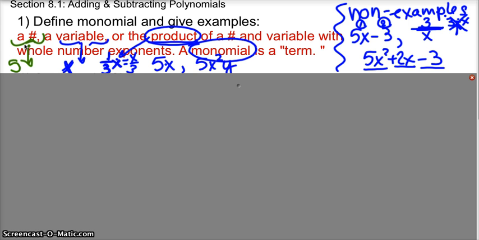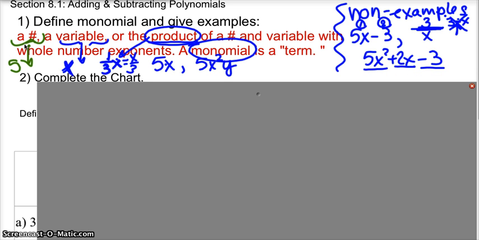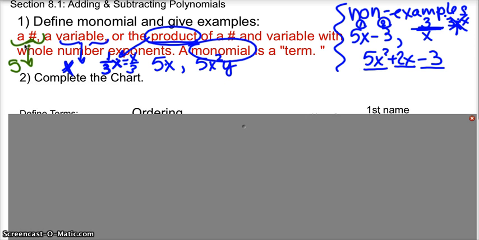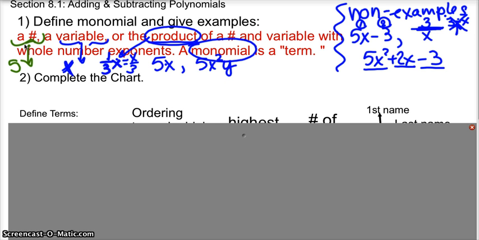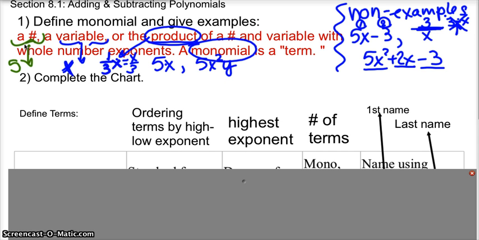We have a couple of definitions. In your packet, under number 2, it says complete the chart, and it says define terms. You're going to use those large boxes above those headers to put in some definitions. So when it says define terms, I know it says define terms, but when it talks about terms mathematically, a term is a monomial.